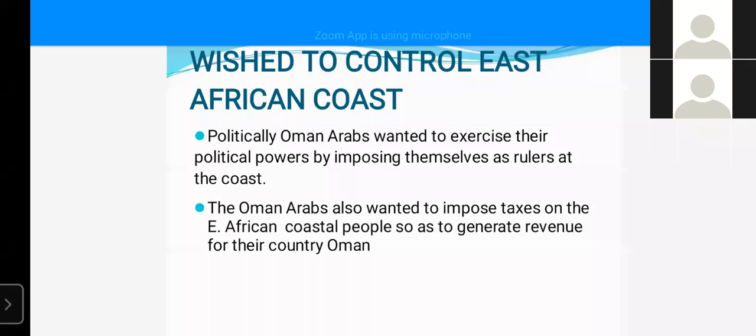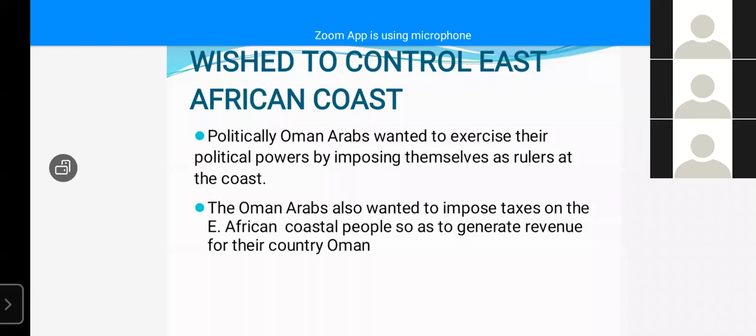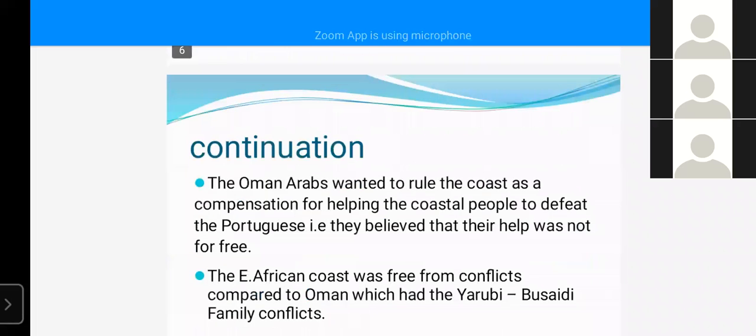Politically, Oman Arabs wanted to exercise their political power. Exercising political power, how? By imposing themselves as the rulers at the East African coast. So it is the desire, the want to show that they have it all as far as the political power was concerned. So they desired to impose themselves as leaders. Two, Oman Arabs wanted to impose taxes. You know, where there are taxes, then there's revenue coming in, which revenue can be used in the administration sector of any country. So their desire was to impose the taxes so as to generate revenue.